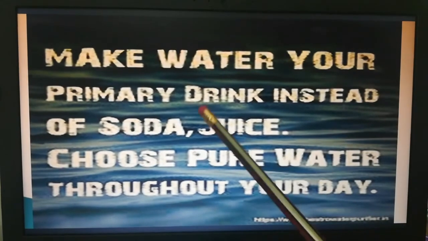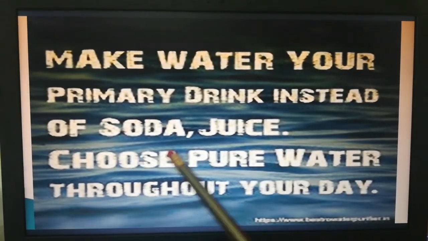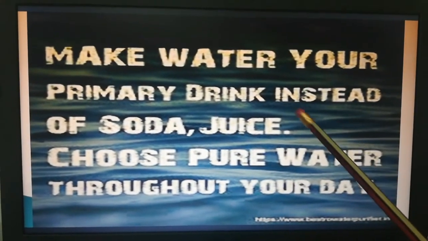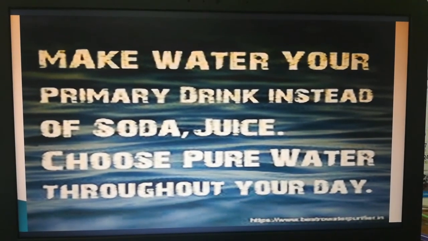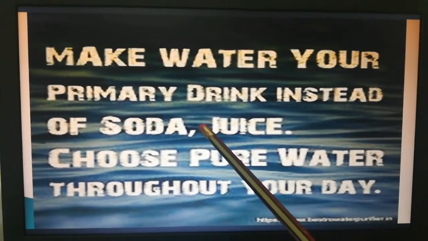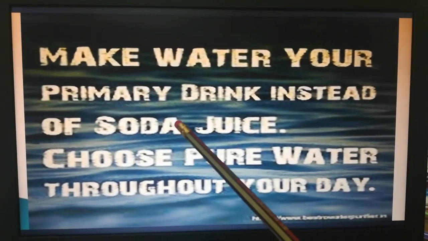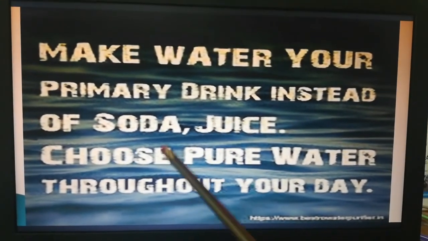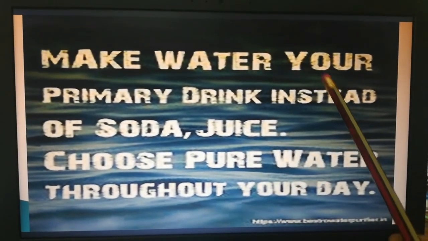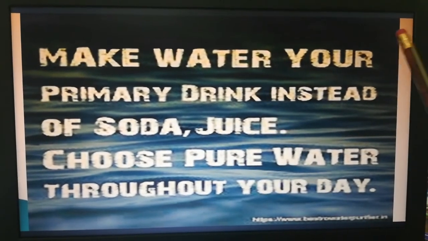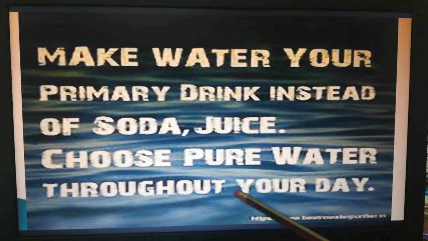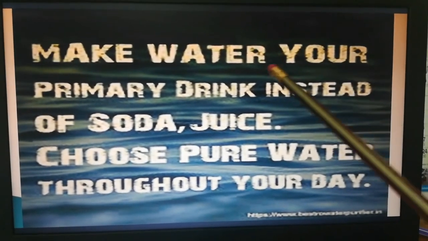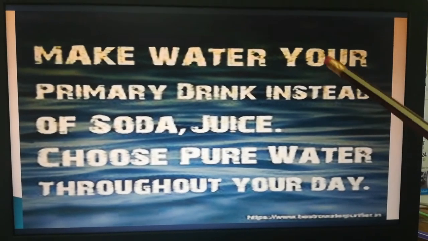Make water your primary drink. Instead of soda and juice, choose pure water throughout your day. Nowadays we don't drink water itself because we are always addicted to what? Juices and carbonated drinks like soda, Pepsi, etc. Instead of drinking these juices and sodas, let's switch over to drinking pure water. That is our basic requirement. From this we came to know the importance of water. If you have any doubts, please ask me. Thank you.